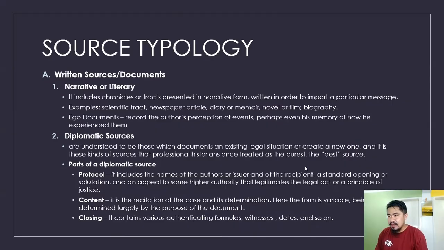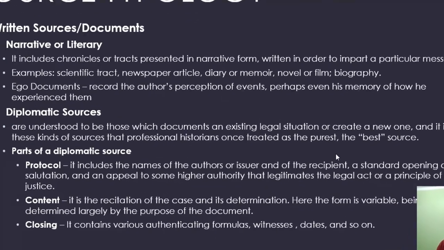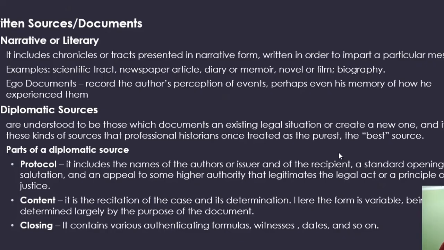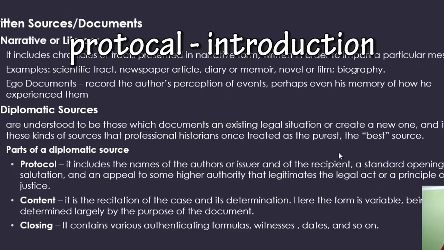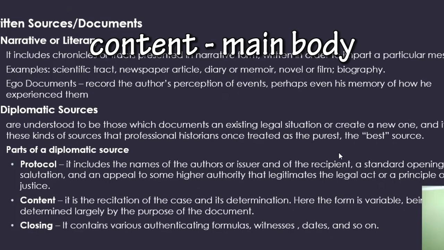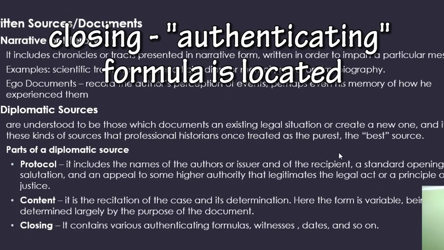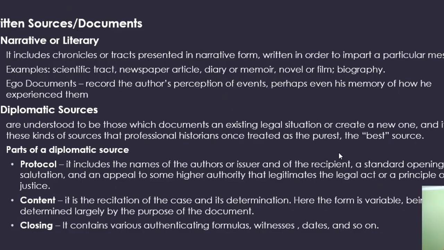How did I say that? Let's look into the parts of a diplomatic source. Imagine a legal paper or a formal paper, which has three parts. Protocol is basically the introduction. When we go to the content, that is the body. And the closing is now the essential part of your diplomatic source. That is where the authenticating formulas are placed. An example of your authenticating formulas would be a signature.